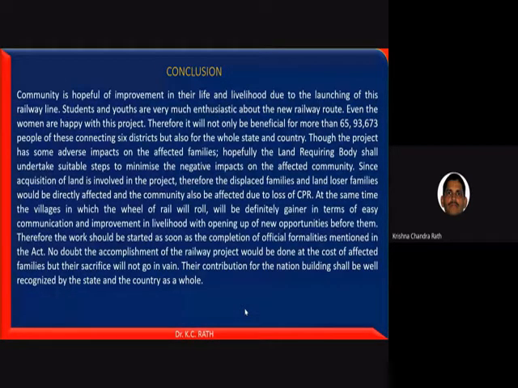Therefore, it will be beneficial not only to more than 65,93,673 people of these connecting 6 districts, but also for the whole state and the country. So this is how they conclude the project. Their contribution to nation building shall be well recognized by the state and the country as a whole. I could not read out the whole conclusion because it takes a lot of time.